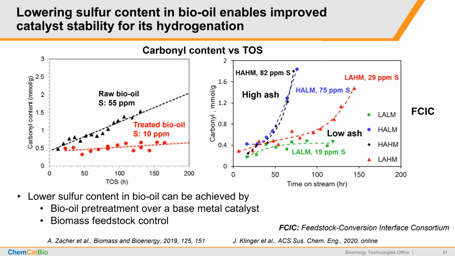And most recently, together with the Feedstock Conversion Interface Consortium, we also found that we can control sulfur content in bio-oil by controlling the moisture and ash content in the biomass feedstock. I'm showing you this figure that normally if we have lower ash or lower moisture content, we can get a bio-oil with much lower sulfur content, as shown here, 19 ppm sulfur, and it definitely shows much improved catalyst stability for this hydrogenation over ruthenium catalyst.